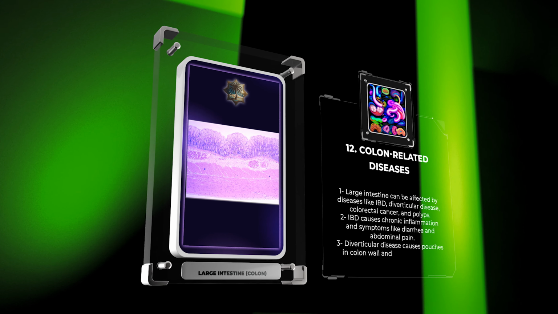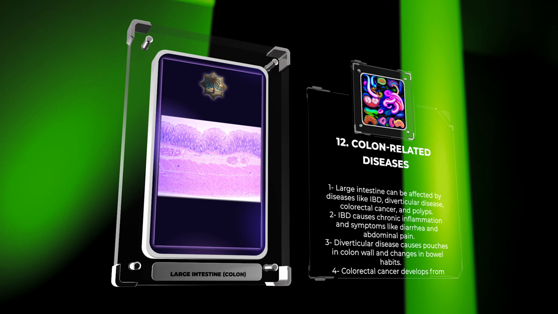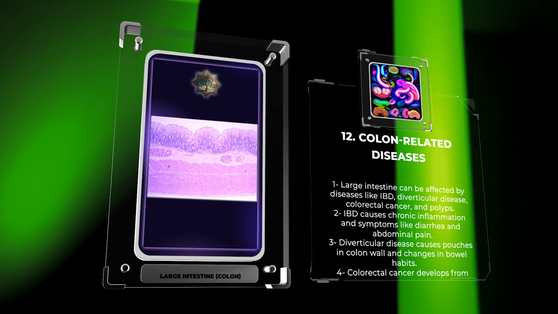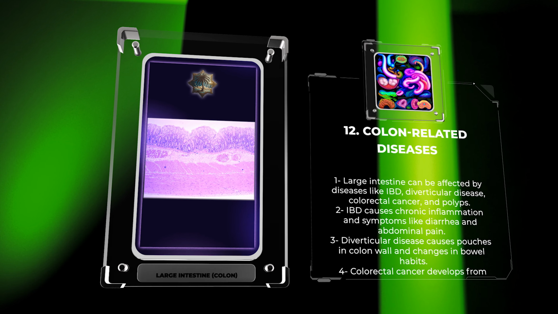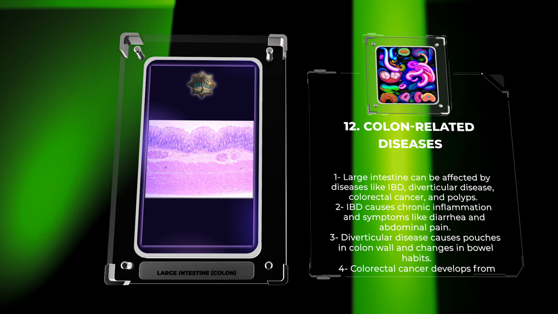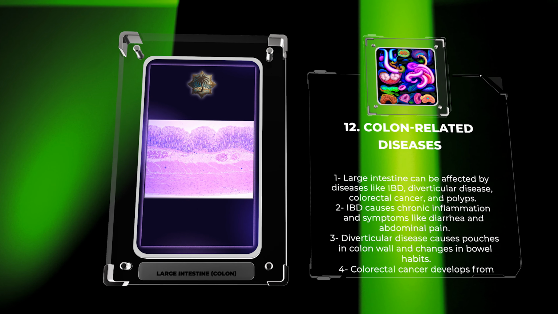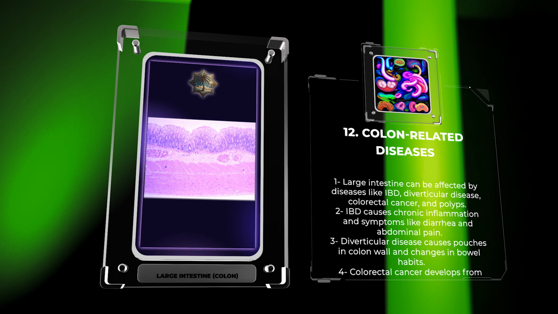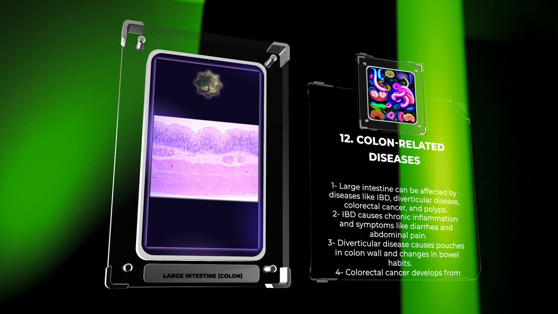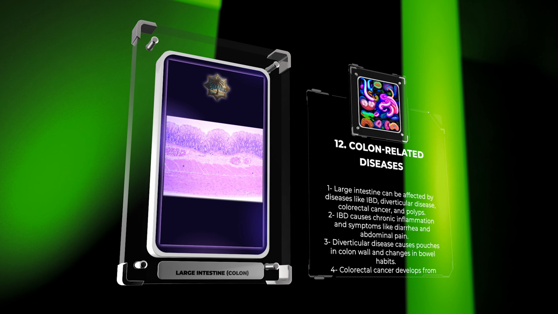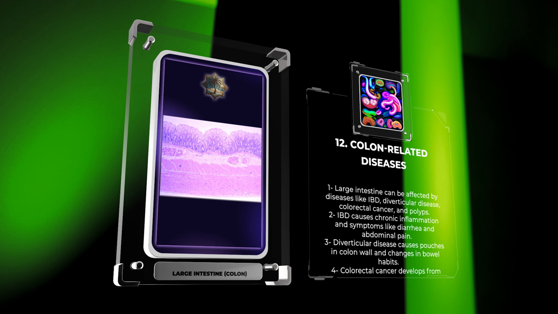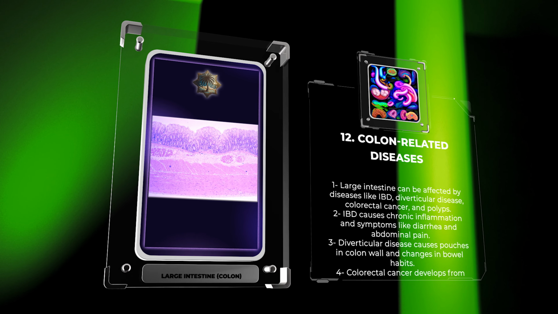The large intestine can be affected by various diseases, including inflammatory bowel disease, IBD, diverticular disease, colorectal cancer, and polyps. IBD causes chronic inflammation in the colon, leading to symptoms like diarrhea and abdominal pain. Diverticular disease causes pouches in the colon wall, causing abdominal pain and changes in bowel habits. Colorectal cancer develops from precancerous polyps, and early detection is crucial for better outcomes.